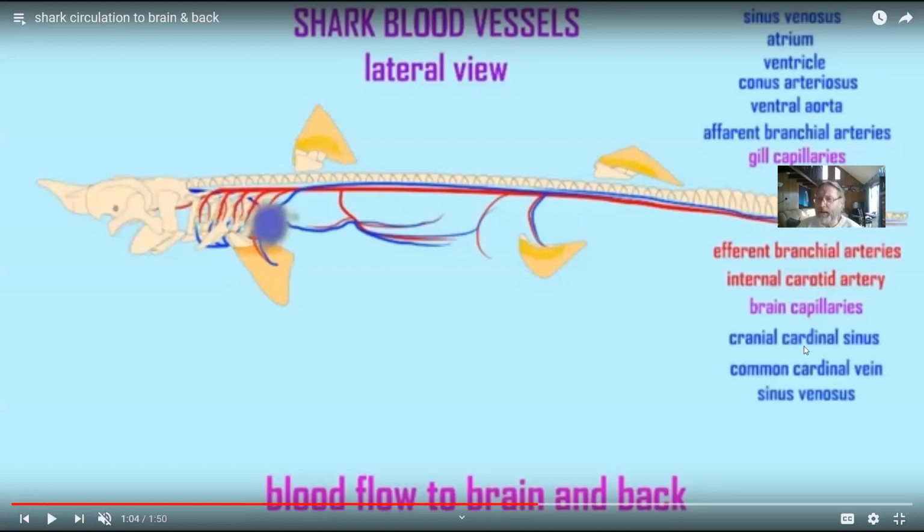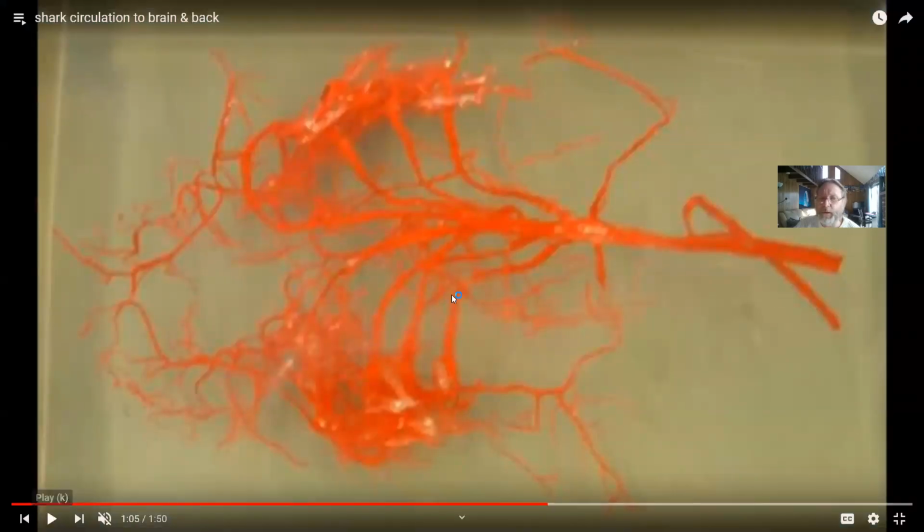So remember that sinuses were once more common. They will be reduced in the vertebrate groups, but there's a thin, walled, wide area that collects deoxygenated blood, a cranial cardinal sinus that empties into a common cardinal vein, which then goes back to the sinus venosus.